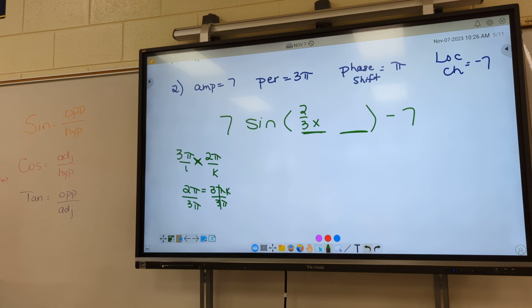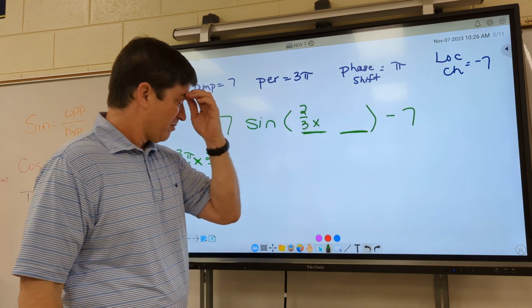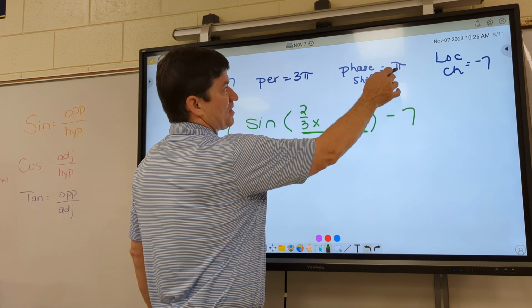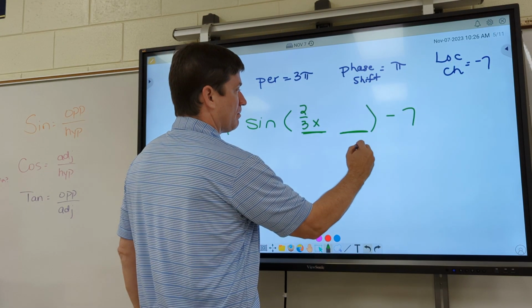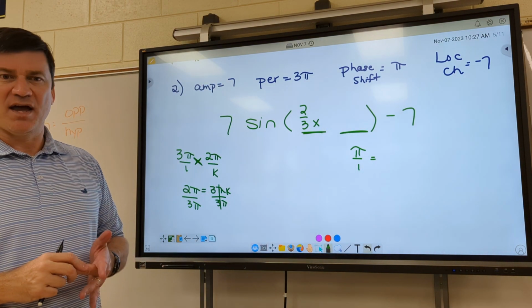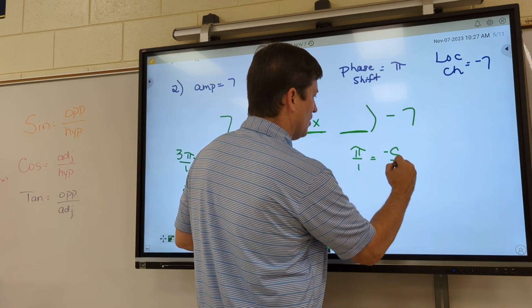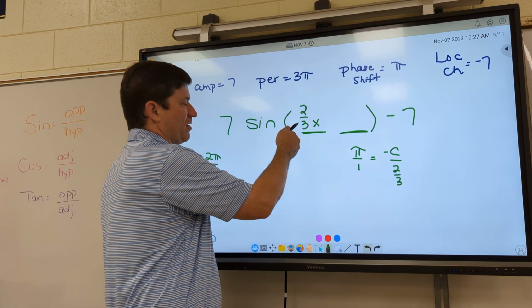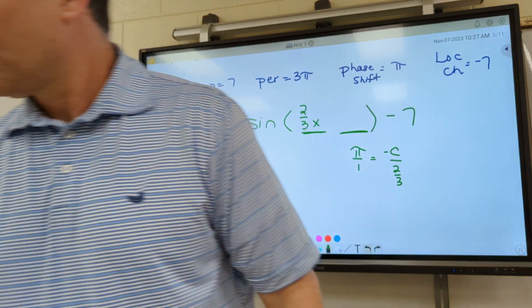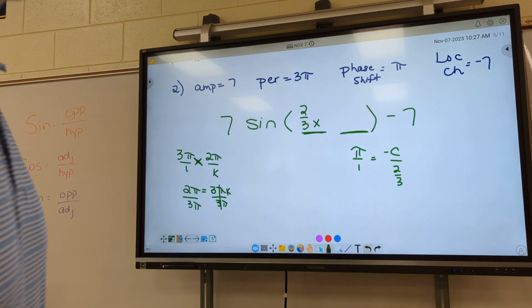Anybody got a question? All right, ready for the next spot. Samari, what do I bring down from up here that's going to help me find this number? That's pi over 1, right? We're going to set that equal to, what's that formula again? Is it negative c over k? We'll get it in a minute. Negative c over 2/3. We already found out k is 2/3. And divide, you got your answer.